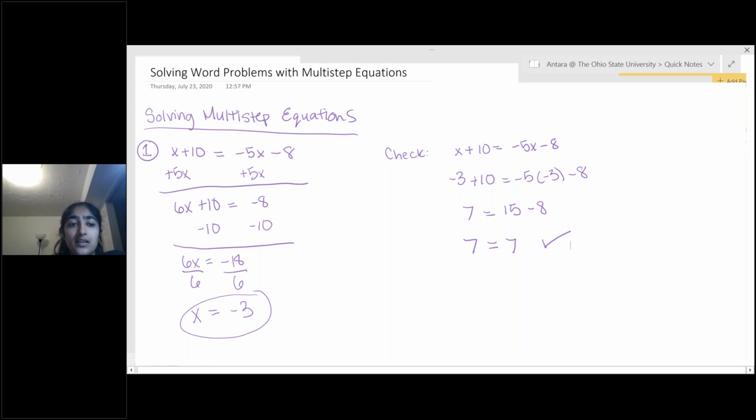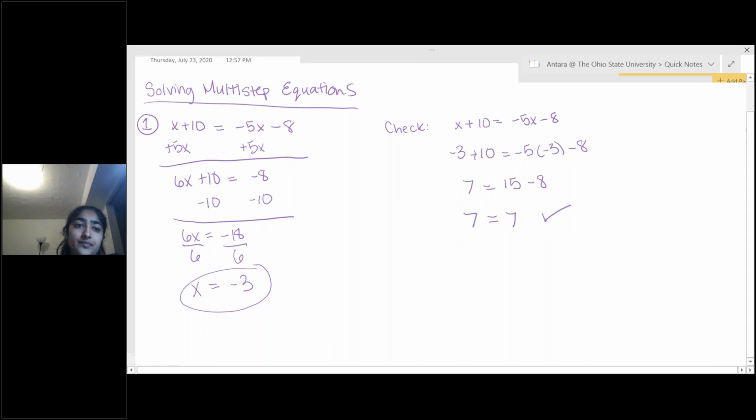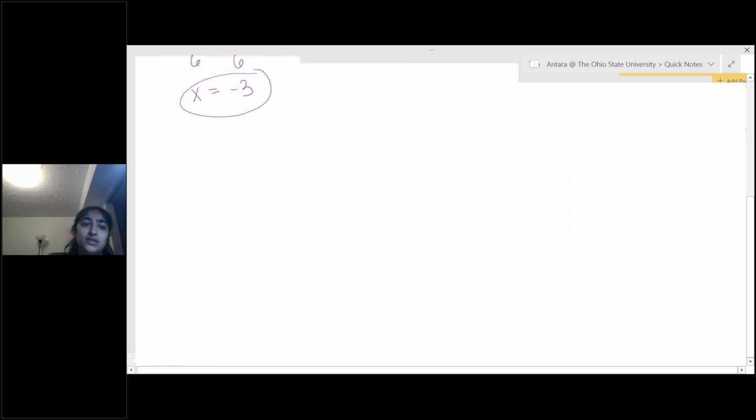For our second question, we have negative 4 times the quantity 1 plus x, plus 7 equals 3x plus 10. In this case, we do have a pair of parentheses to get rid of.